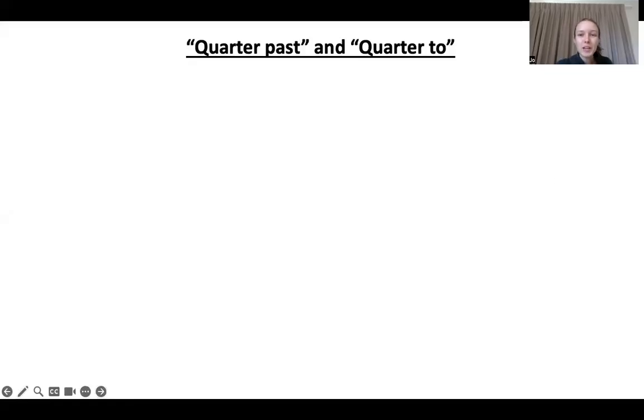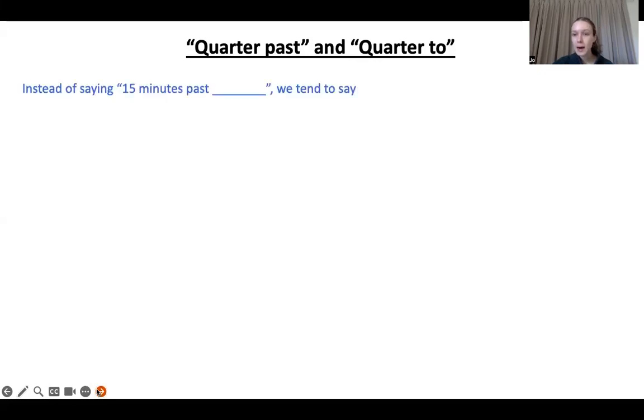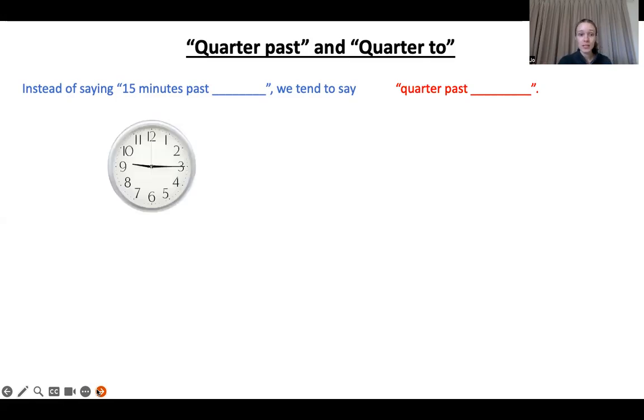We're going to have a look at using quarter past and quarter to language to read time on analog clocks. Instead of saying 15 past some hour, we tend to say quarter past that hour. Let's have a look at an example.